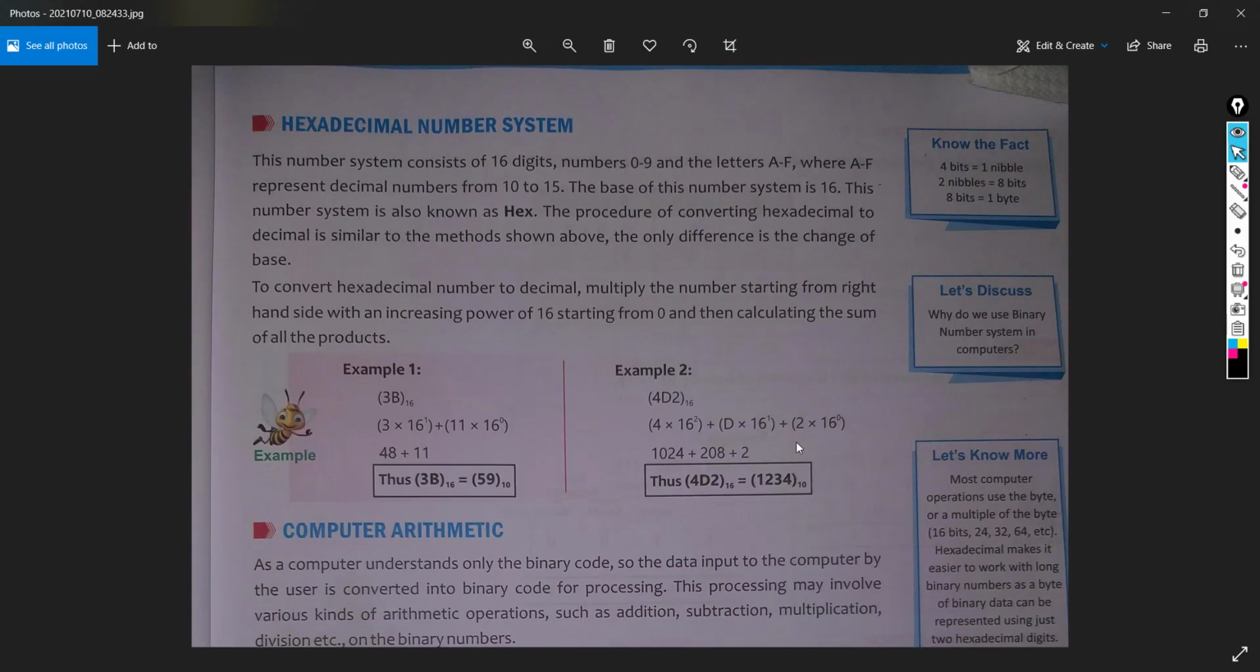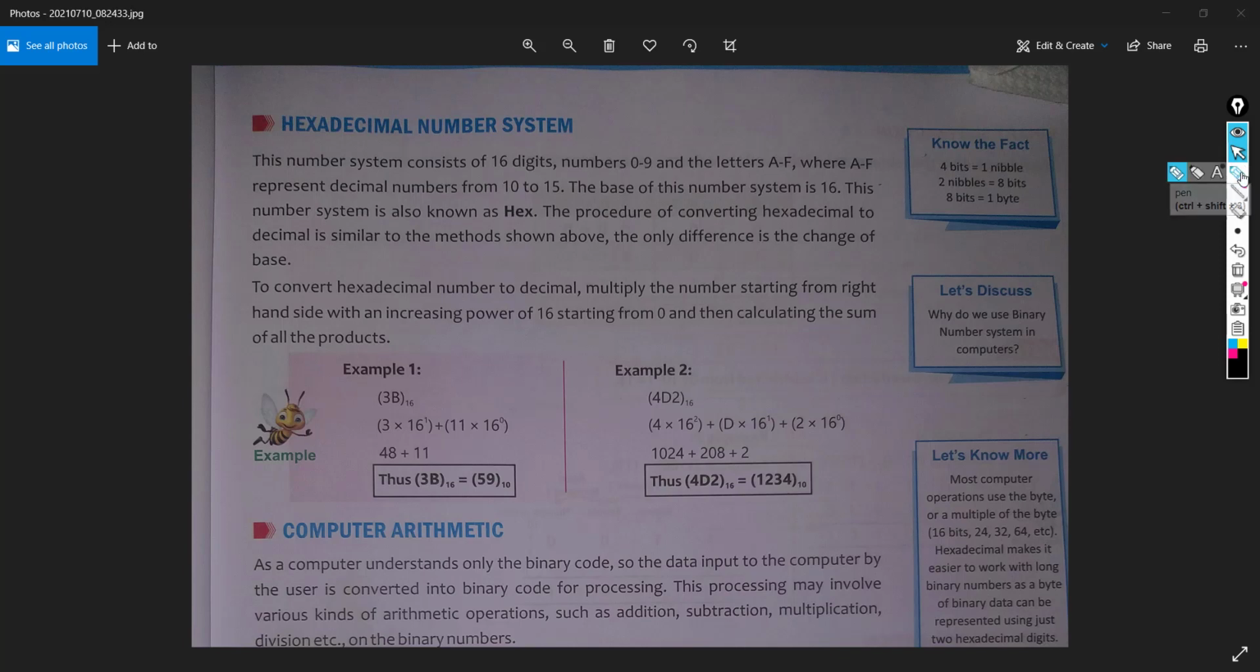Students, the next one is the hexadecimal number system. Hexadecimal means this number system contains 16 digits. So what is its base? 16. How many digits there are in a number system is known as its base. A decimal number has the base 10, the binary number system has the base 2, and the hexadecimal number system has the base 16. Let's see which are the digits.